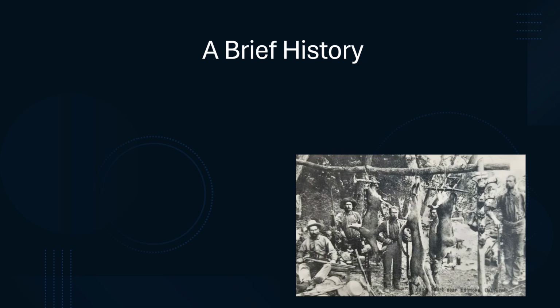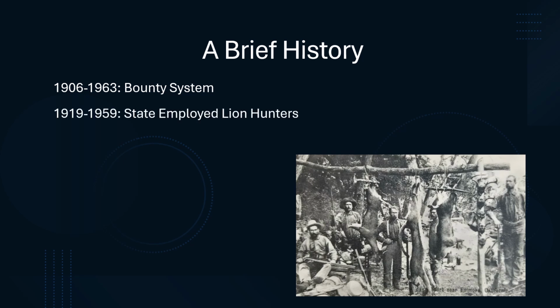Some background real quick. The management of mountain lion populations in California has undergone many changes. From 1906 to 1963, there was a bounty system on mountain lions, which paid people per mountain lion killed. From 1919 to 1959, the state had employed mountain lion hunters. And from 1963 to 1970, they ended the bounty system, but they still allowed hunting with no bag limit.